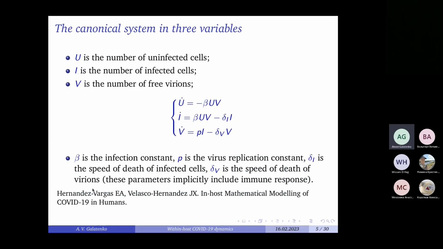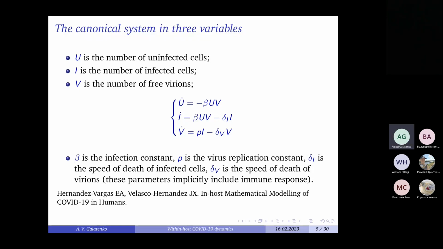For instance, the one cited here at the bottom of the slide. Let's see what is blurred here. First of all, the death of infected cells and viral particles implicitly includes immune response. T cells kill infected cells, and antibodies kill viral particles. So there is natural death and there is immune response, and everything is messed up in just one parameter.